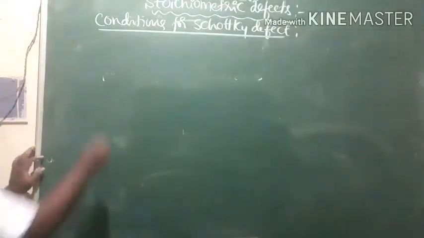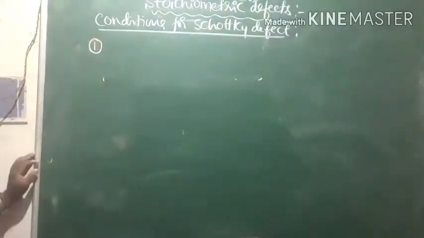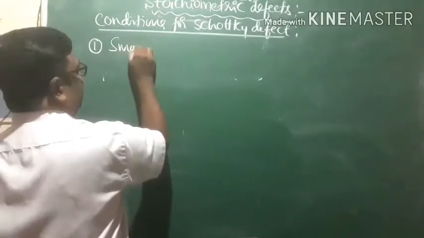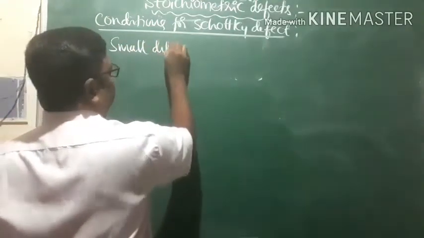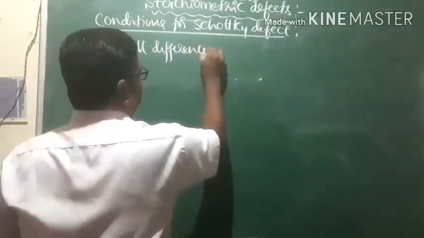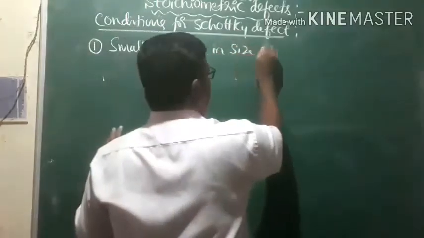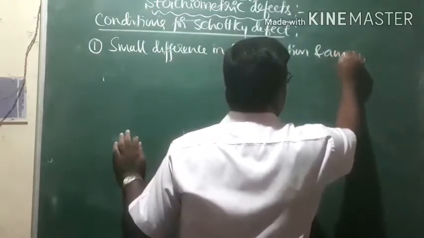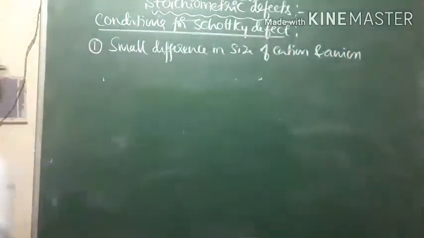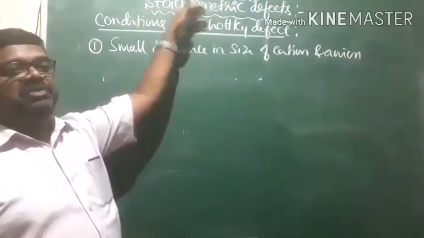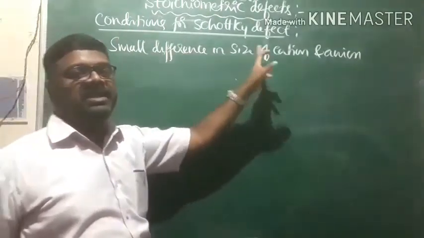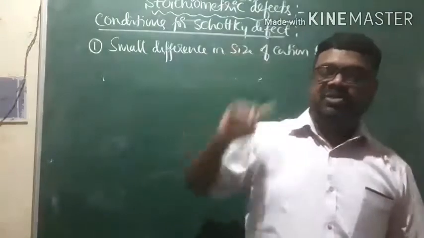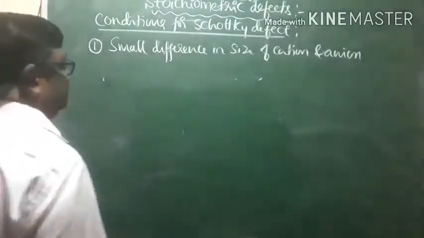One of the conditions for Schottky defect is an ionic solid with a small difference in size of cation and anion. This is one of the conditions. In the case of ionic solids with a small difference in the size of the cation and anion, such ionic crystals will show Schottky defect.